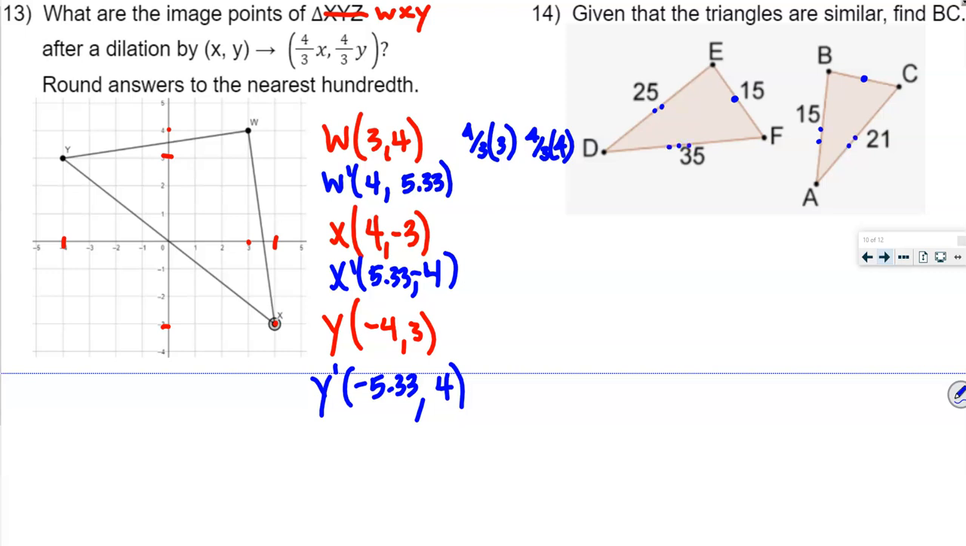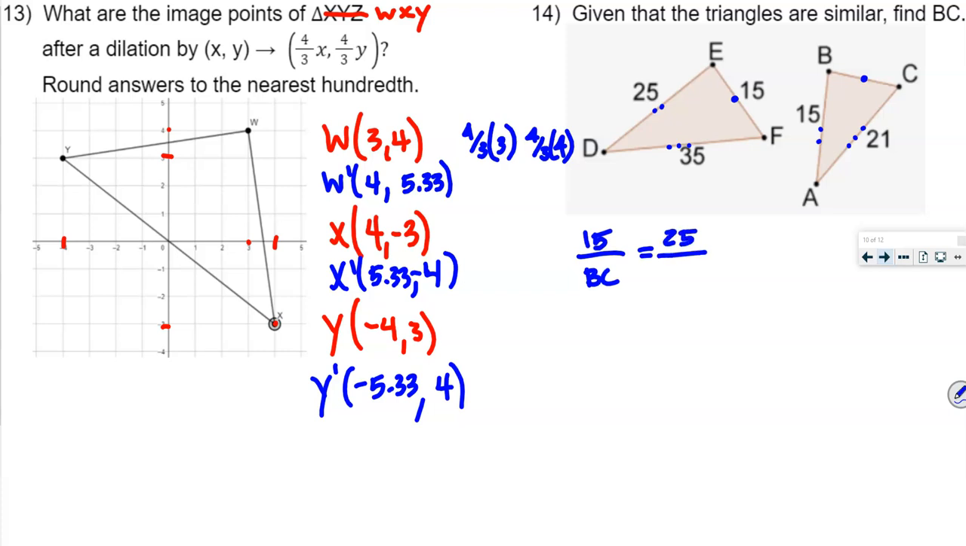35, and 21. Now we use these dots just to figure out what the smallest, the middle, and the largest are so that we can orient them. Now in this particular case, we're going to go 15 over BC, because that's our 1 dot 1 dot. And then I'm just going to use our 2 dot 1. So I'm going to do the 25 over, what was 2 dots on the other side, was 15, right?